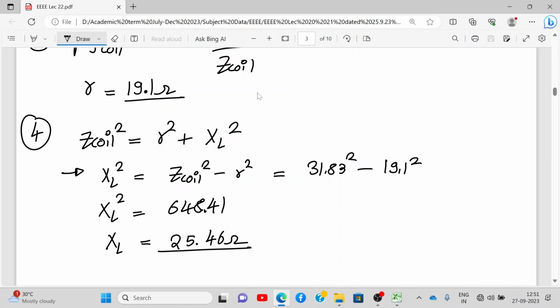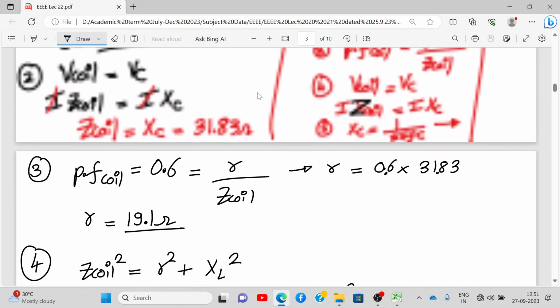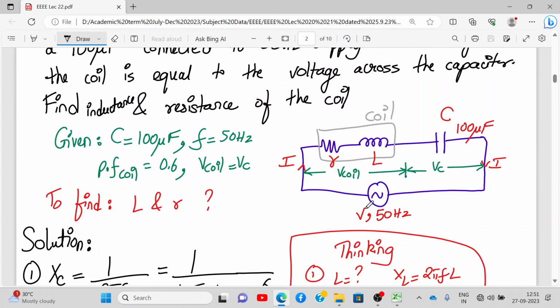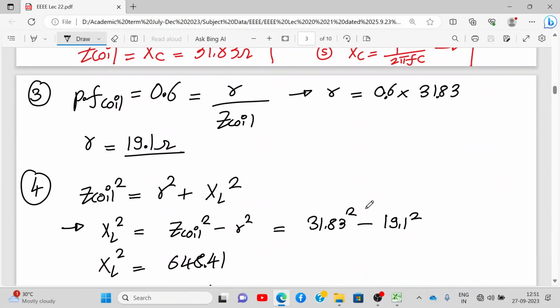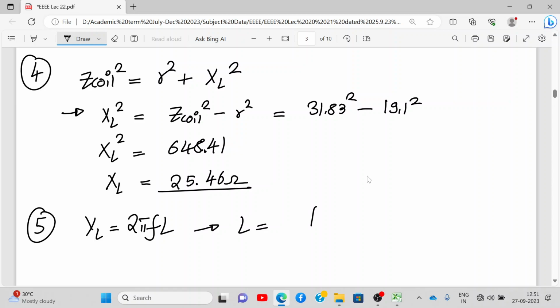Once we know XL, can we find L? Remember, in the entire process, voltage V was not given. Normally it is given, now here it is not given at all. So once we know XL, please find L now, which is very easy. XL is 2 pi FL. So L will be XL upon 2 pi F.